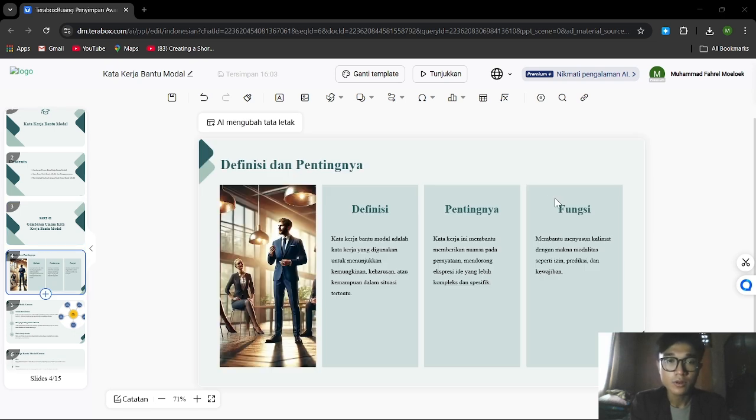Okay, first, let's define what a modal verb actually is. Simply put, modal verbs are helping verbs used to express possibility, necessity, or ability in specific situations. Why are they important? They add nuance to our statements, allowing us to express complex and specific ideas more accurately. They help us convey meanings like permissions, predictions, and obligations.